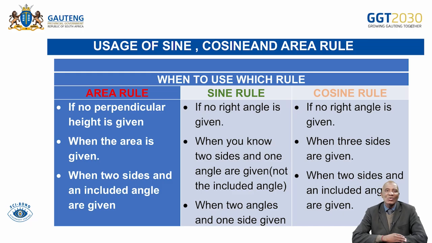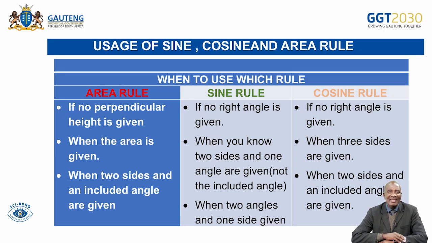Right, the question is when to use which rule. We know we have the area rule, the sine rule and the cosine rule. At any given time, you need to choose the rule that best suits your question.